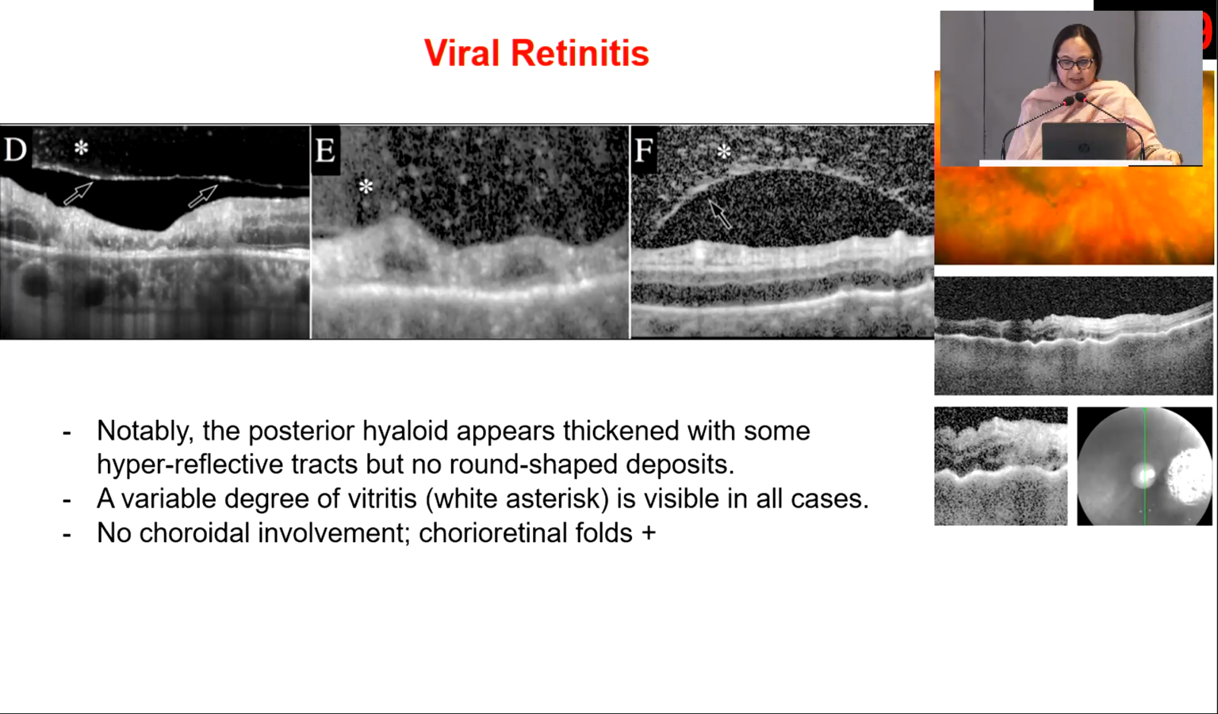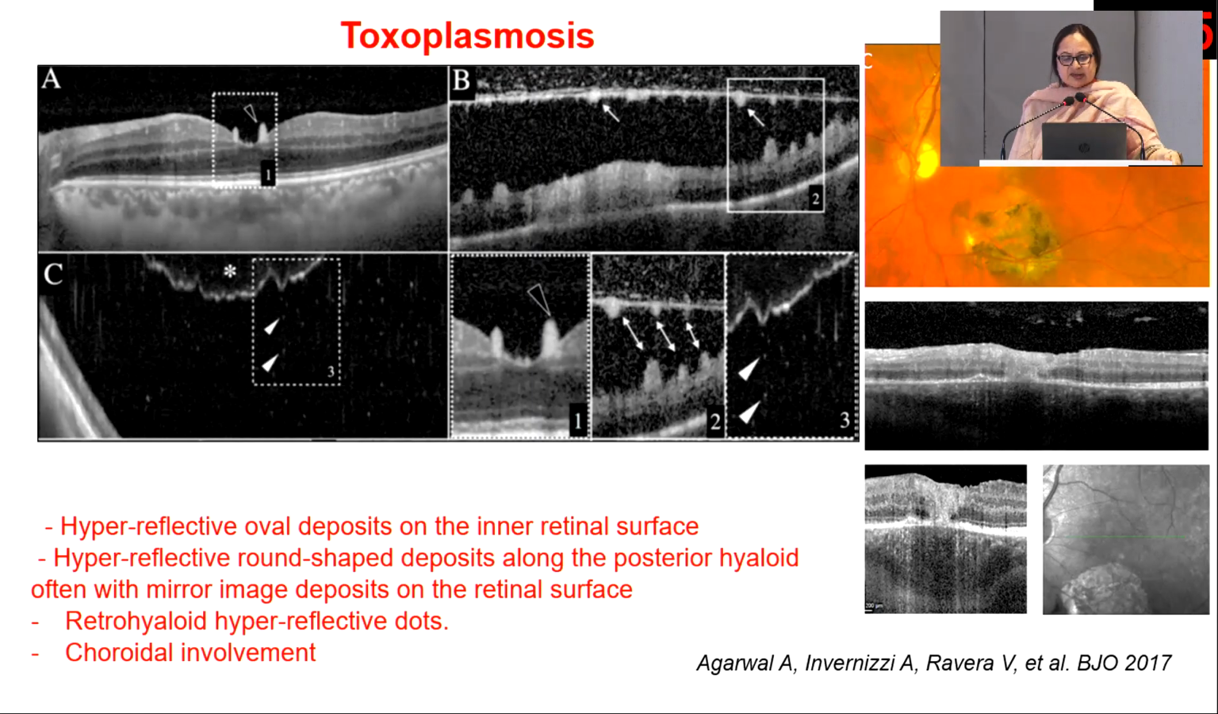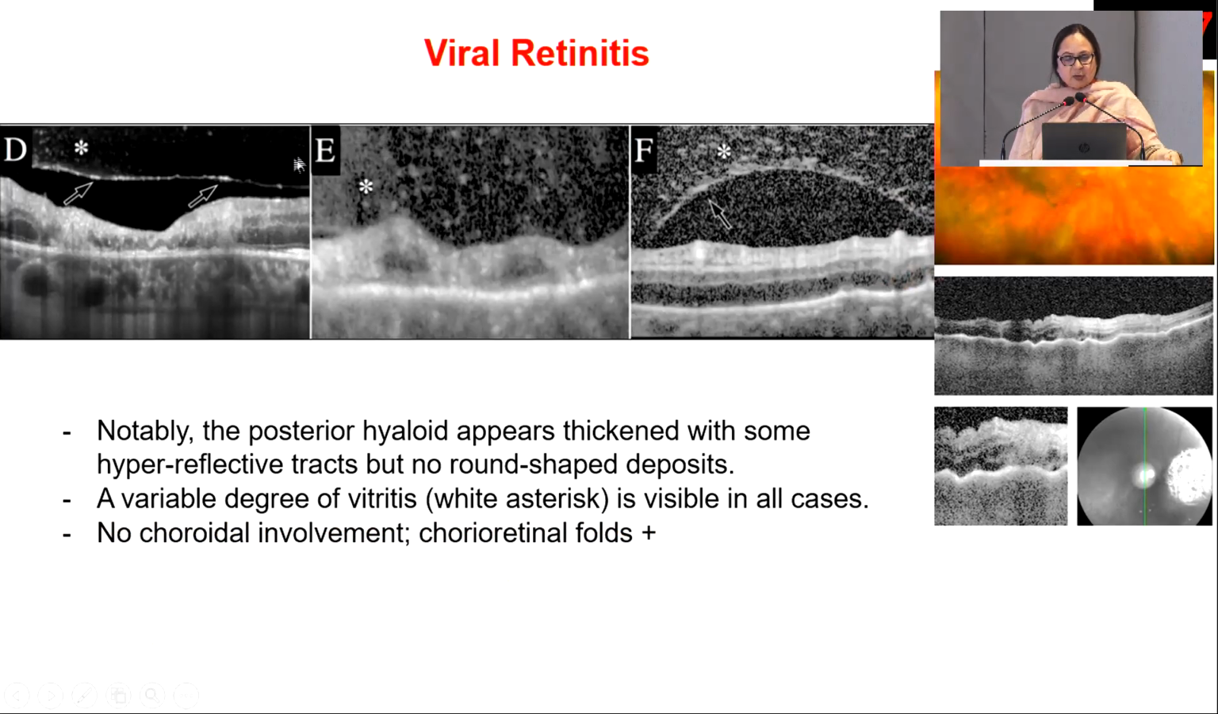When we talk of viral, here the posterior hyaloid appears thickened. There are some hyperreflective tracts, as you see with these arrows, but you do not see the round deposits you were seeing in toxo. The round deposits of toxo are very different from the thickened hyaloid and tracts of the viral. You may have a variable degree of vitritis, which is seen in the majority of viral cases, but you will not have any choroidal involvement. That will help you differentiate toxo from viral.